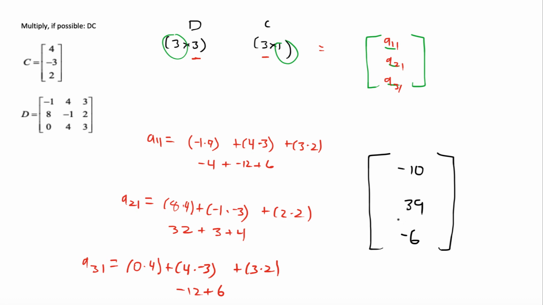Just as a quick aside, if you were asked to do C times D, well, C is a 3 by 1 matrix, and D is a 3 by 3 matrix, so C times D cannot be done. Multiplication for matrices is not commutative. The order is actually very important when you multiply matrices together.